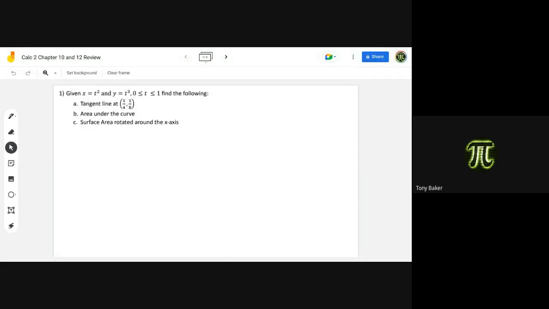All right, let's do the review. First question is parametric equations. They're basically in the same order on the actual test; I just literally changed some numbers here and there.